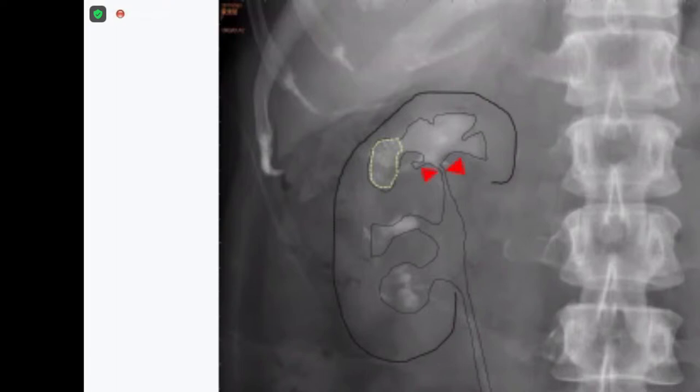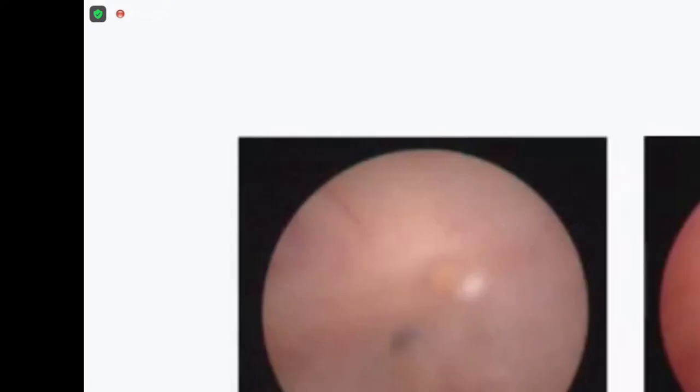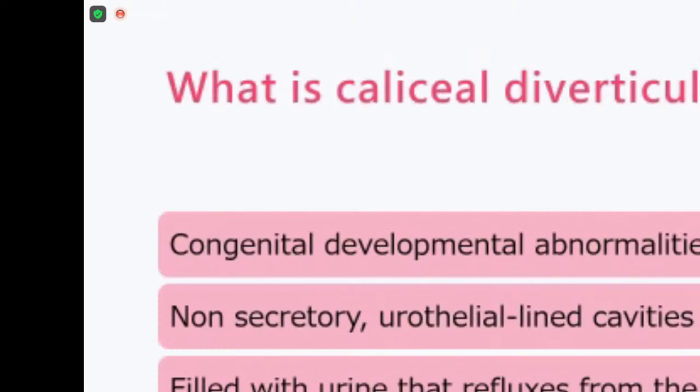So we suggested the patient undergo RIRS. Similarly, we also used the holmium laser to incise the neck of the diverticulum and enlarge the hole. And we could approach the diverticulum cavity, disintegrate the stones as much as possible, and wash out the stone fragments.